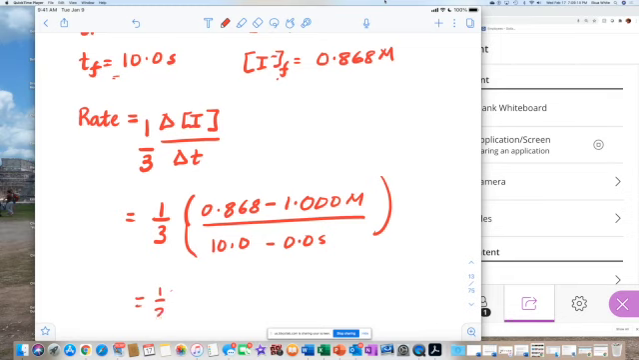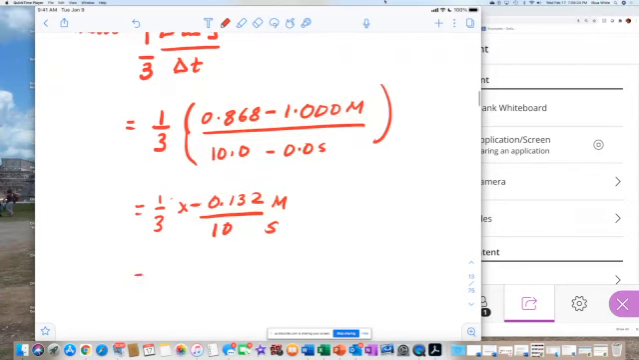Oops. I haven't brought in the negative yet. I'm resisting the urge to do so. Negative 0.132 divided by 10, right? So we got M over s. So we got that number divided by 3 divided by 10. And I get this number right here.